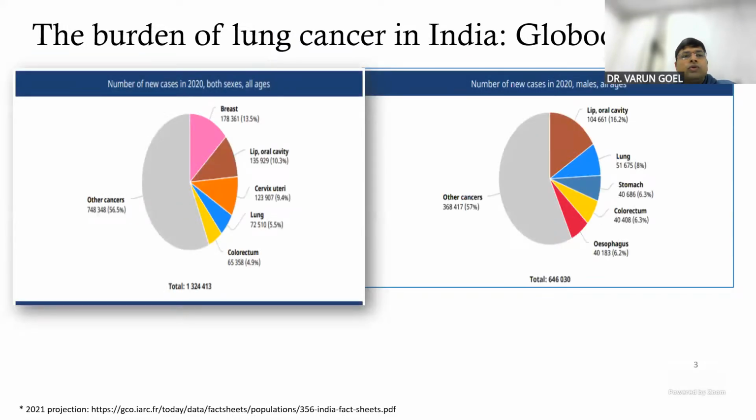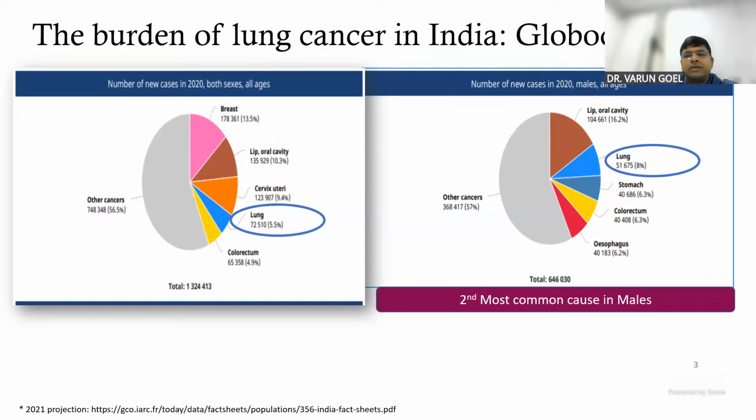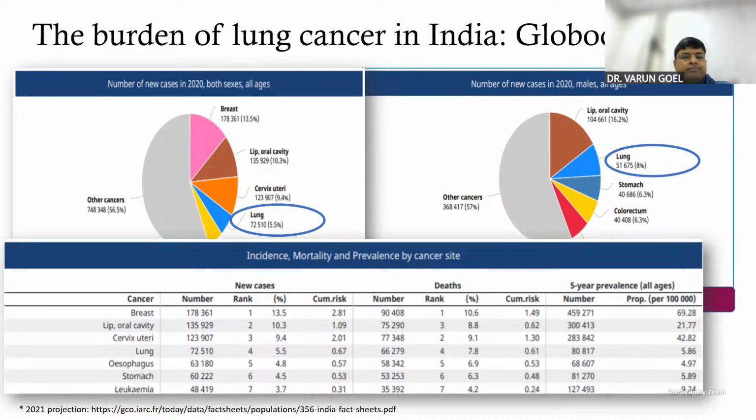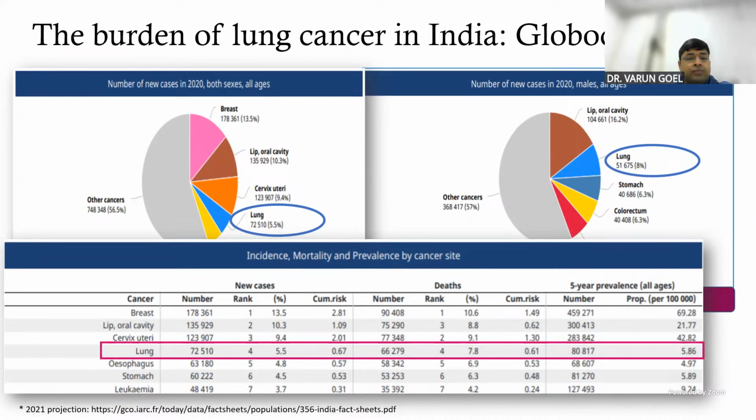According to Globocan 2020, if we look at the number of new cases in all sexes, lung cancer is fourth in number, with 72,510 new cases in 2020. Especially in males the incidence increases further, and it is second in incidence. Out of 72,510 cases, 51,675 were in males only. So the second most common cancer in males is lung cancer.